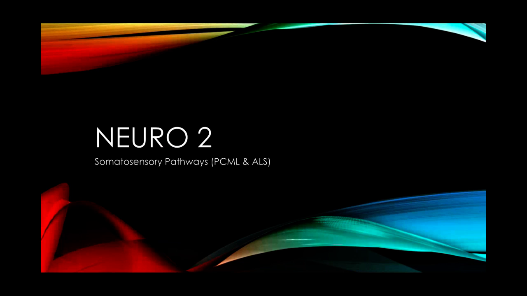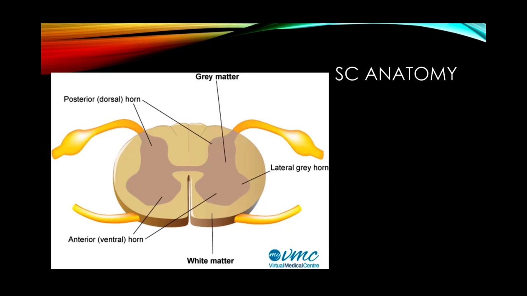Alright guys, the second lecture is going to be about sensory information and how our body processes it. These two pathways, the PCML, which stands for posterior column medial lemniscus, and the ALS, which stands for anterolateral system, are very, very high yield. We first have to review our anatomy.